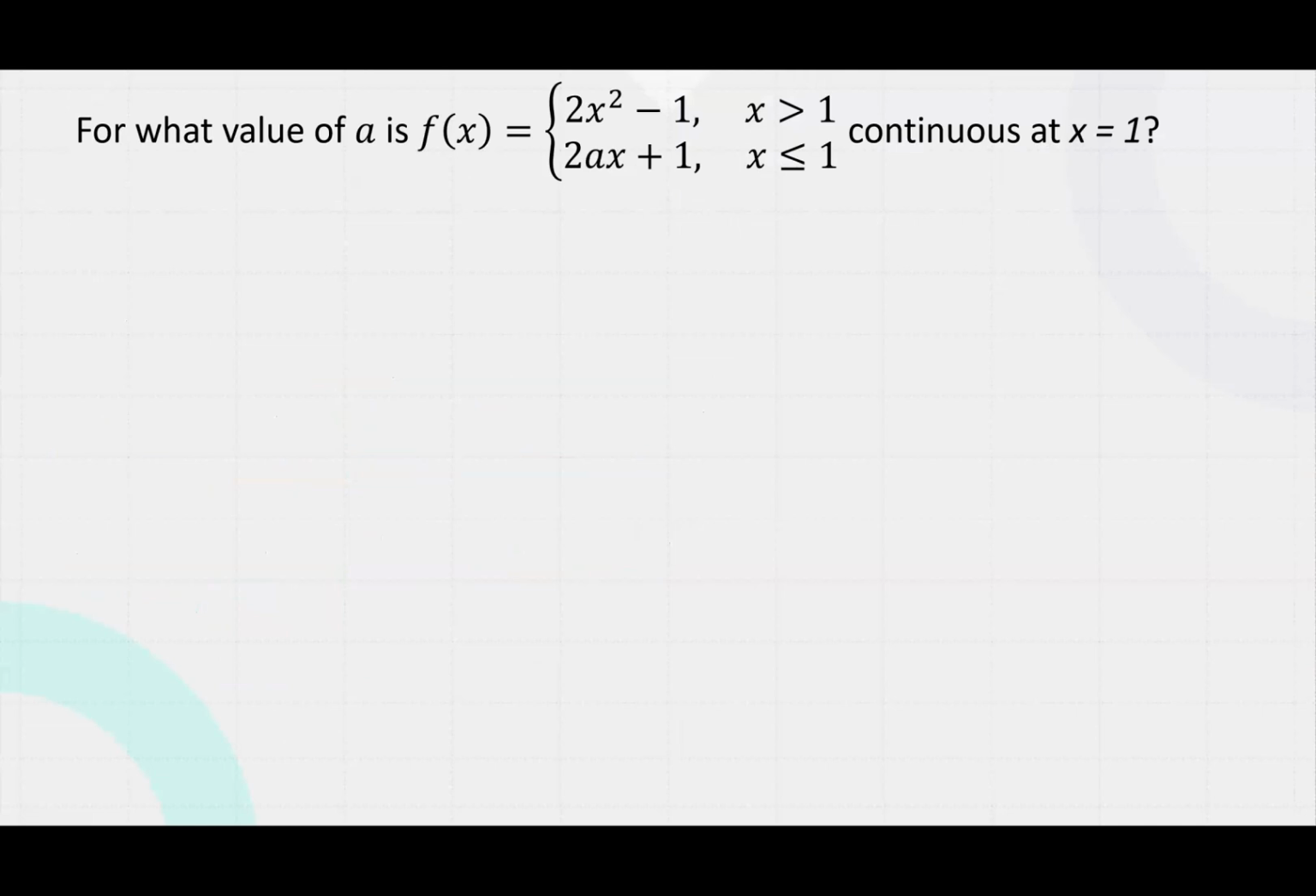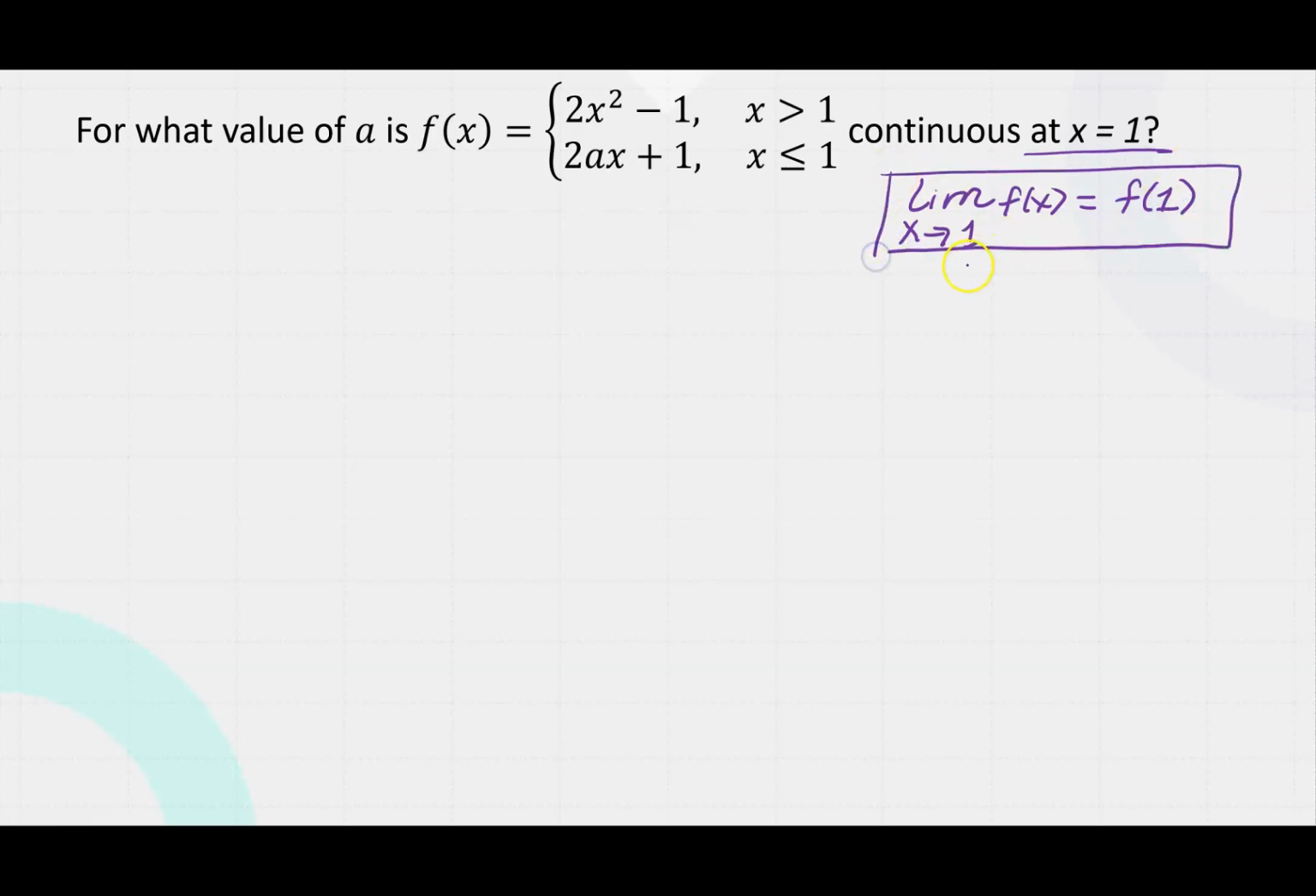Here is an abstract question to summarize whether or not you know what it means to be continuous. In order for the function to be continuous at x equal to 1, the one sentence definition would be the limit as x goes to 1 of f of x must be equal to f of 1. In order for it to be continuous, this must happen.